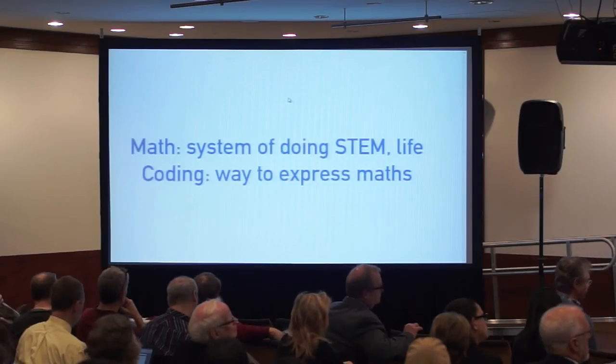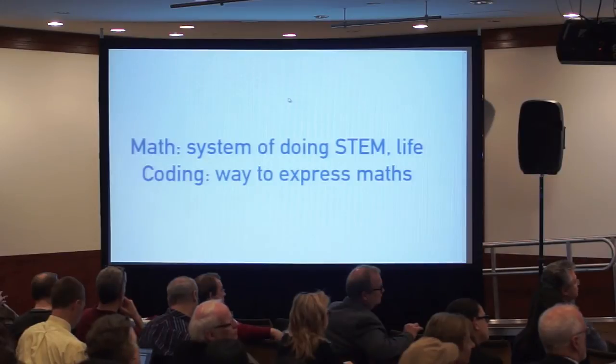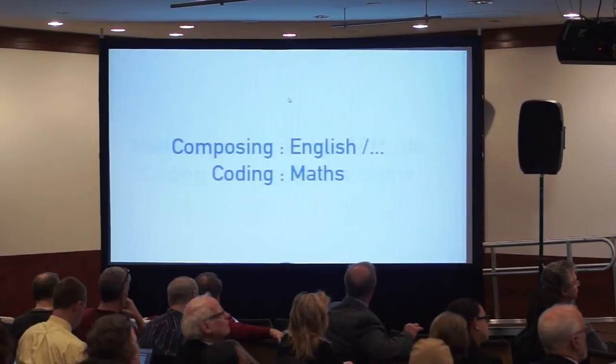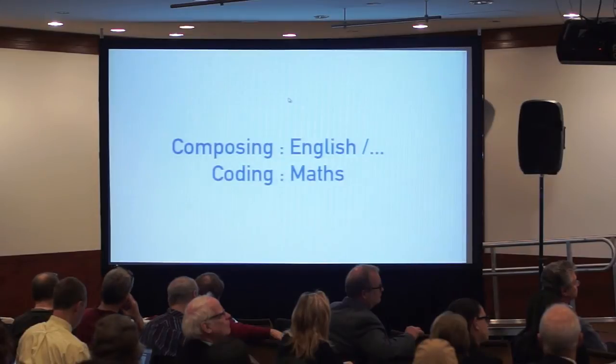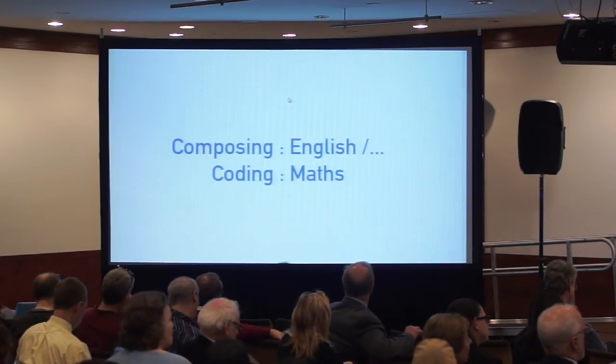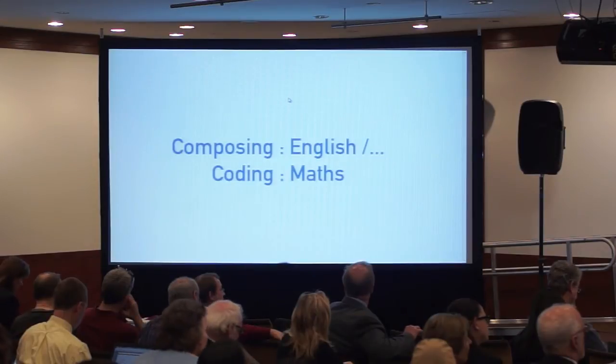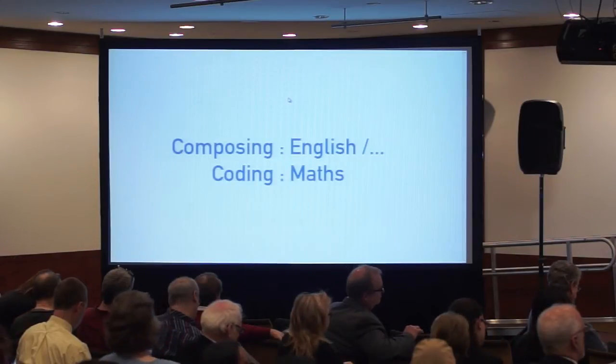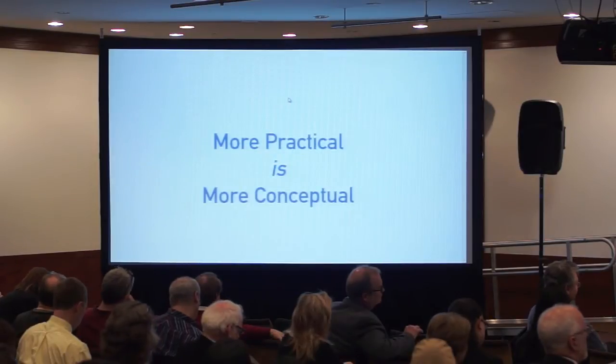And while we're about it, let's talk about coding. Coding, I think, is a way to express math. It's more important than many of the recent excitement about coding thinks. It's not just about computer science. It's a language for expressing math in the modern world. Another way I sometimes describe coding is that the relationship between composing something and English is sort of the relationship of coding to math. It's the way you express yourself in a mathematical way as you write code.